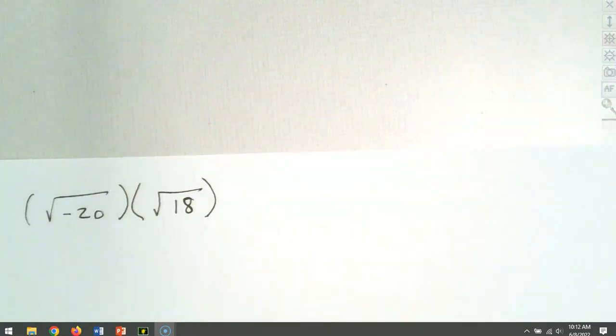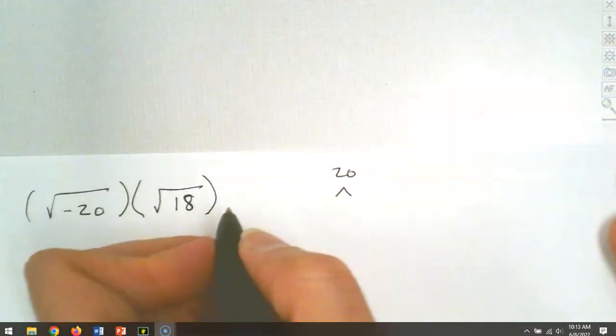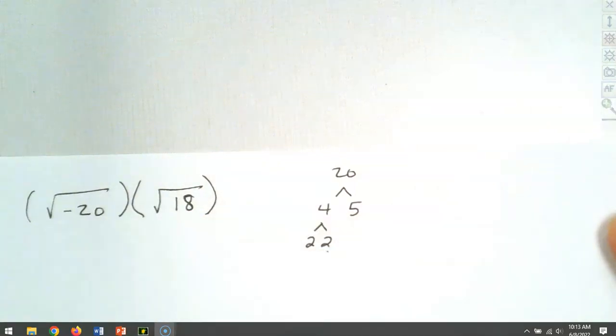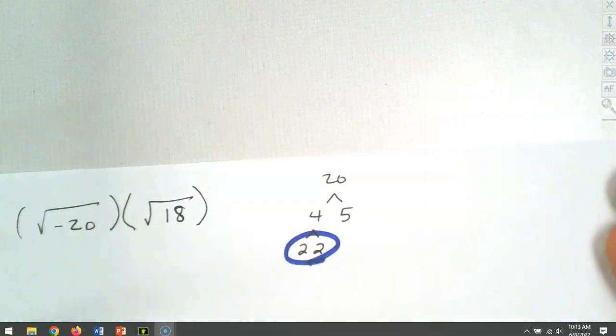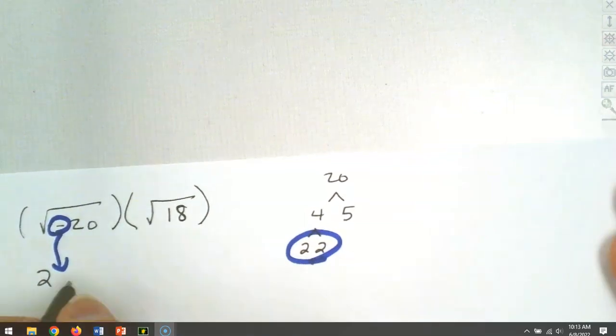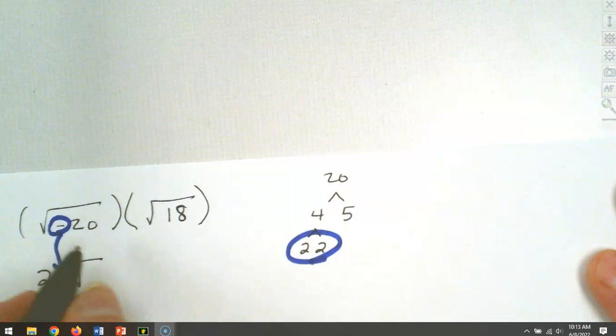Here's another one for us to look at. What about 20? Okay, 20 is going to break down a bit. Let's see how we can break up 20. So 20, you can break it up different ways. We can break this down into 4 and 5. And then the 4 can break down into 2 and 2. So the 2's here are going to come out. So that's going to come out. The negative underneath this root comes down as an i. And what's left over? 5 doesn't have a pair, so that's the square root of 5 left over.